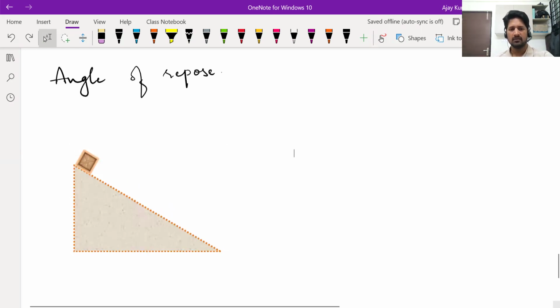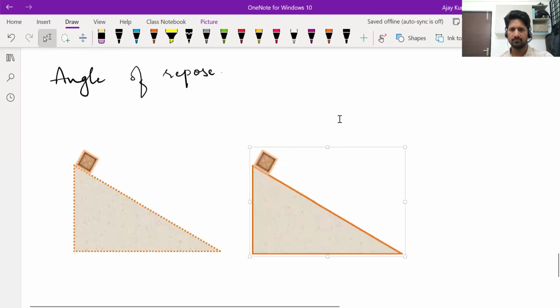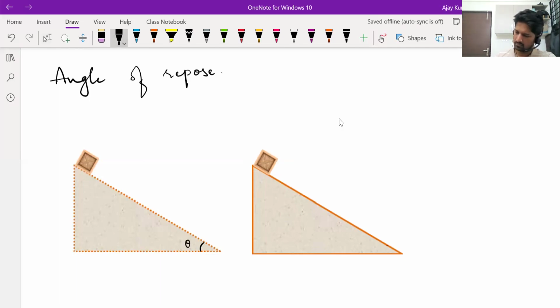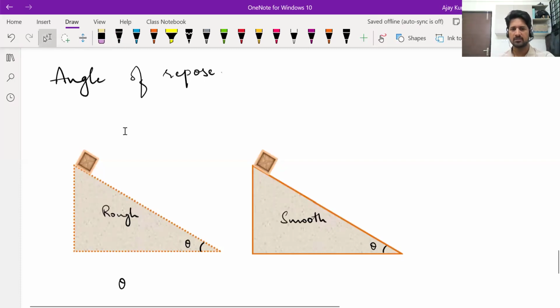Okay. Consider two inclined planes with blocks placed on them. Assume the angle is equal. The first one is rough, second one is smooth. For the rough one, assume angle is more than angle of repose. What is the formula for angle of repose? Like, how do you find out that minimum angle at which the block starts sliding?